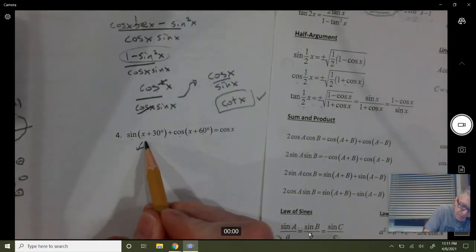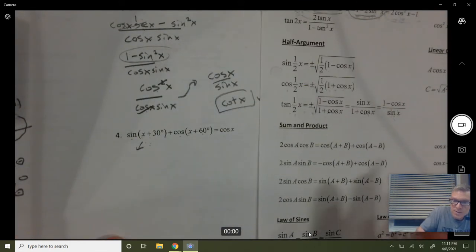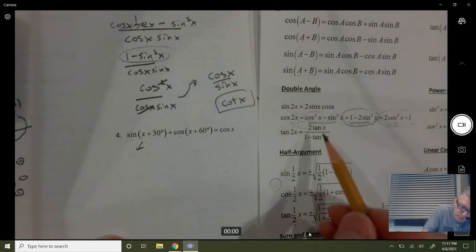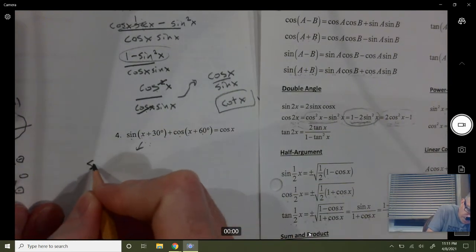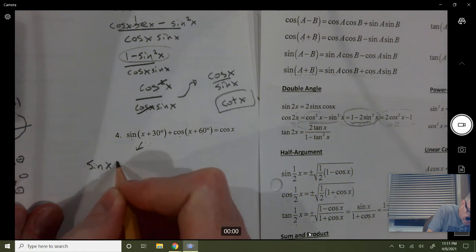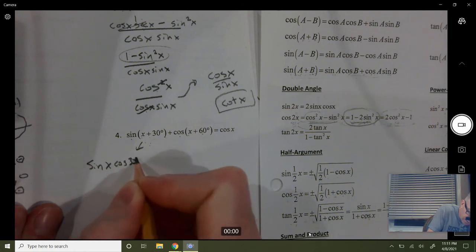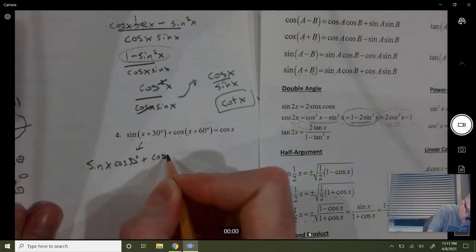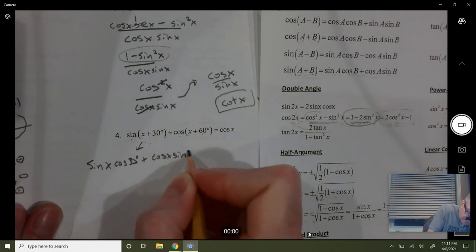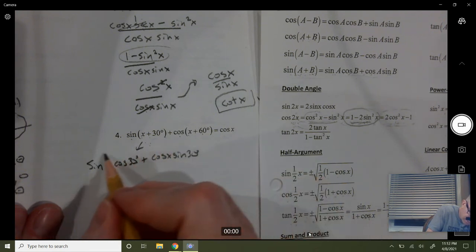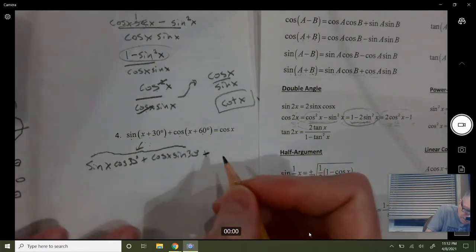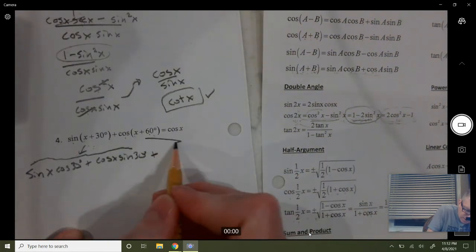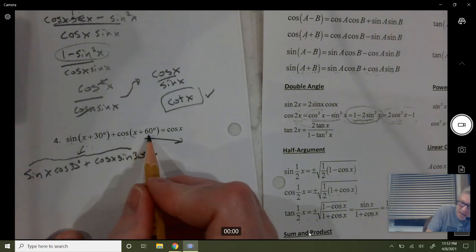Sine of a plus b. So that is this one right here. Following along, we're going to get sine of x cosine 30 plus cosine x sine 30. So that's this entire thing. Then plus this one, cosine x plus 60.